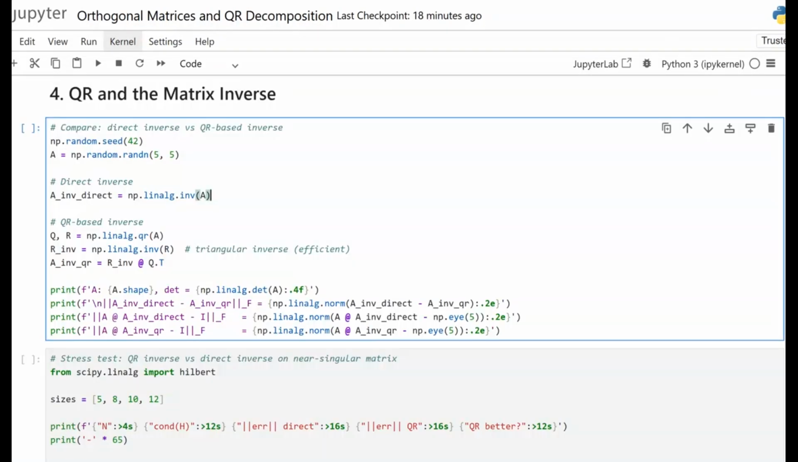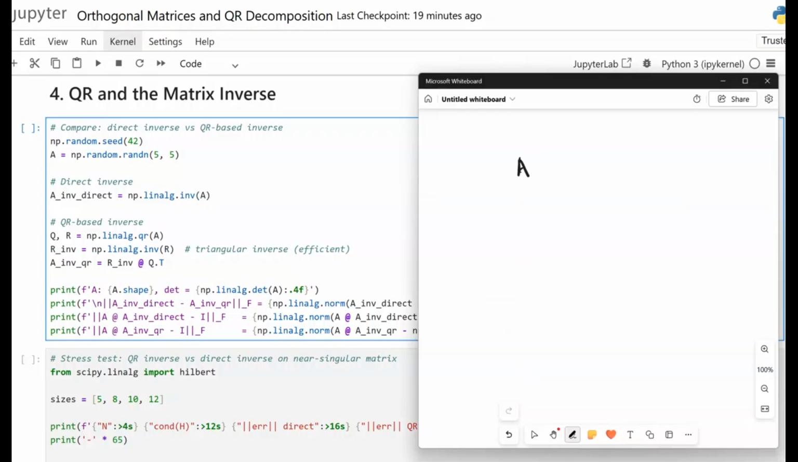Okay, dear friends, let me discuss QR decomposition and matrix inverse. This QR decomposition provides a more numerically stable path to A inverse than the algorithm which we have already discussed. And here, starting from A equal to QR, let me apply the inverse rule. So if we apply A inverse, of course, it would be the inverse of QR, which further equals R inverse multiplied by Q inverse.